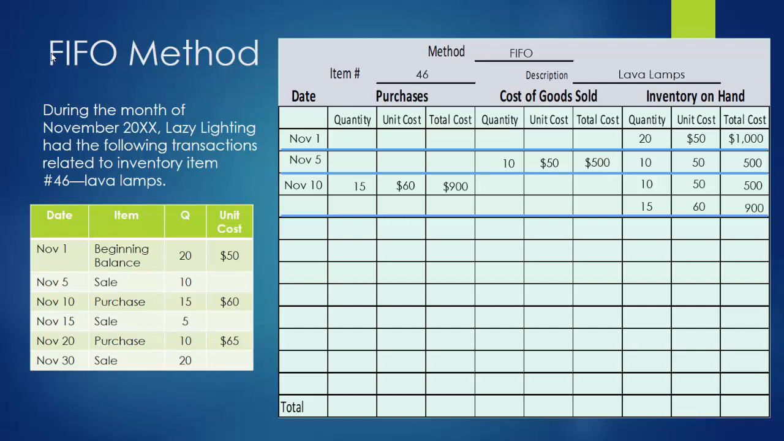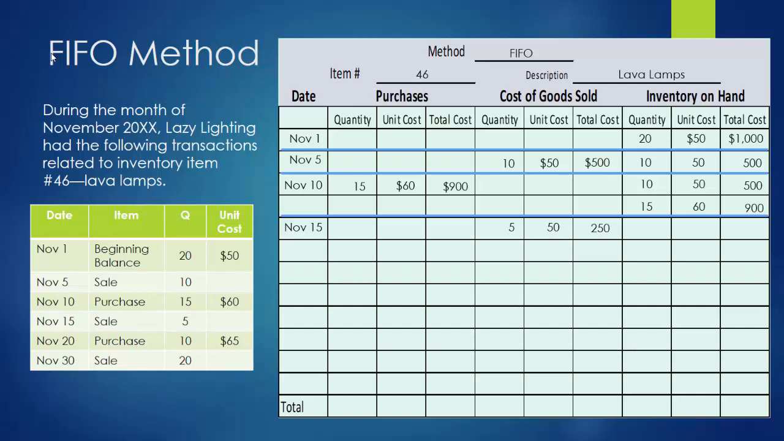the $60 lava lamps. On November 15th, we're going to make a sale, and we're selling 5 lava lamps, so let's report that under the quantity section, under cost of goods sold. How much is our unit cost for the ones that we're selling? Well, we're using FIFO. So the oldest inventory gets sold first. What is the oldest inventory that we have on our books for lava lamps? It is the $50 lava lamps that we started the period with. So when we make this sale, we're going to assume that all 5 that were sold were our oldest lava lamps in inventory, which were the $50 ones, and record our cost of goods sold on the sale as $250.